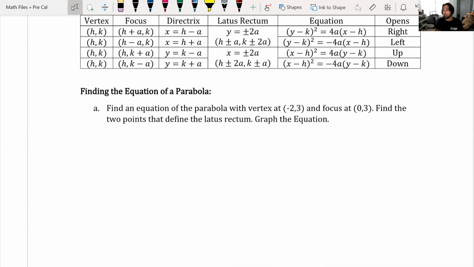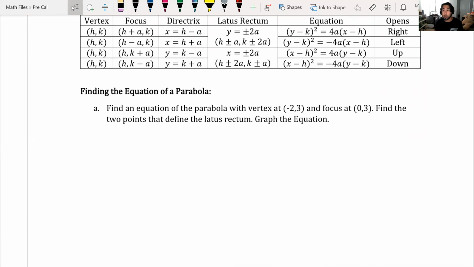Find the equation of the parabola with the vertex at -2, 3 and the focus at 0, 3. Find the 2 points that define the latus rectum and graph the equation. Okay, well, what we're going to need to find is how the parabola opens, and then we're going to need to find the value of A. If we know the way the parabola opens, this means we can find the equation, and if we know the value of A, that'll help us find the focus, the directrix, the latus rectum, and finish the equation. So A is important, and direction is important.